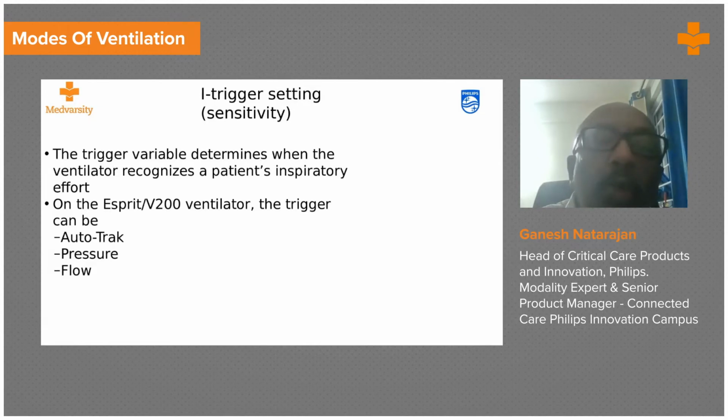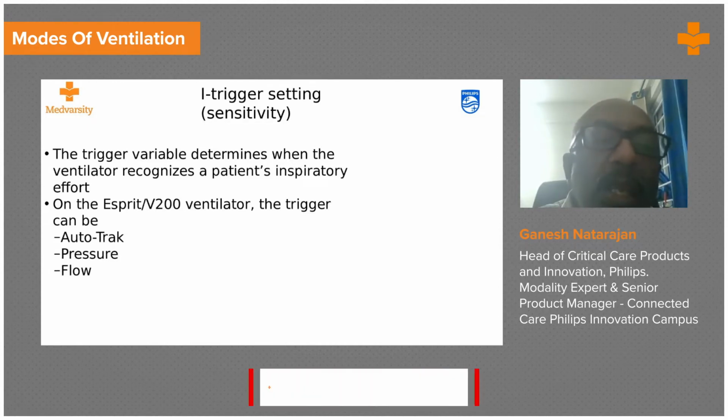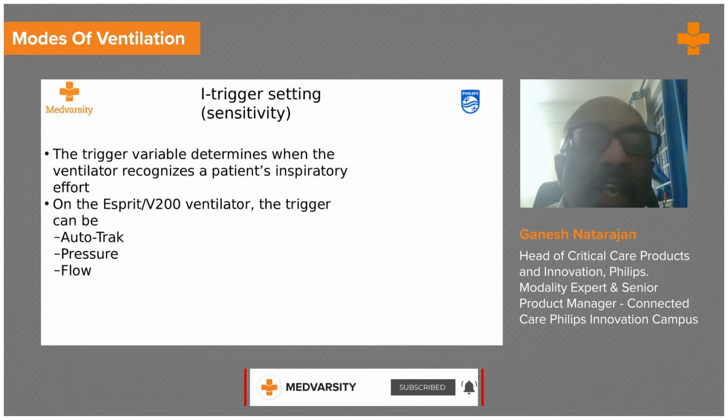Now we've talked about the modes. We also said that in the assist control and in the SIMV breath, there is something called a trigger, because a trigger is something that tells the ventilator that the patient is trying to take some breath on its own. So the trigger can either be a pressure trigger or it could be a flow trigger, and it's an inspiratory trigger. Some ventilators today in advanced modes, in spontaneous modes, also have an expiratory trigger. So a trigger actually is a variable that determines when the ventilator recognizes a patient's inspiratory effort.